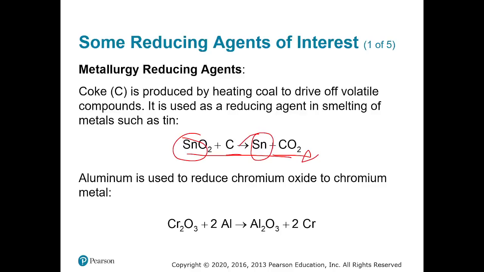Aluminum. This is used to reduce chromium oxide to chromium metal. And so here we actually see chromium oxide. We take aluminum with that. This is going to give us aluminum oxide, and we have chromium. You actually get the aluminum from another reduction, in case you're wondering. Very, very energy intensive as well, though.